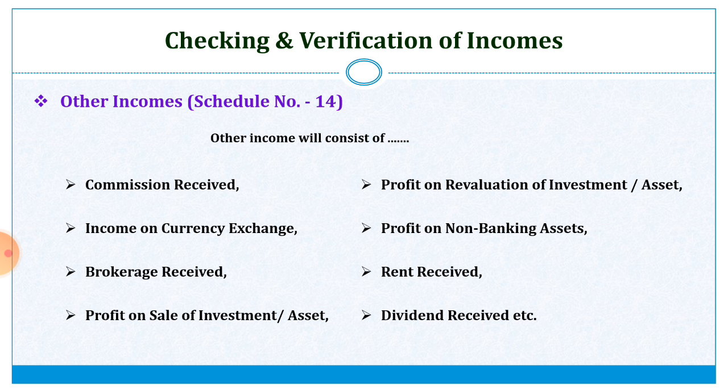Another point is related to the profit on sale of investment, profit on sale of asset, profit on sale of non-banking asset, or profit on revaluation of assets and investment. It is also recorded as other income, and it should be recorded at schedule number 14. While checking all these items, the auditor should know all these provisions, all these categories of income.